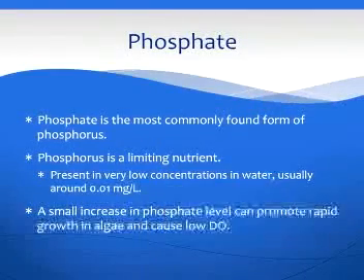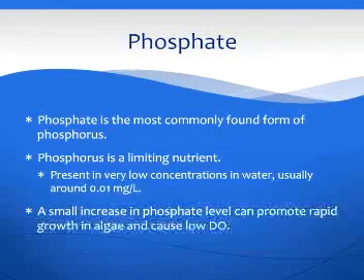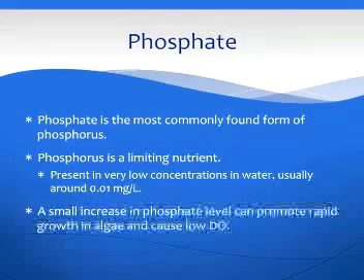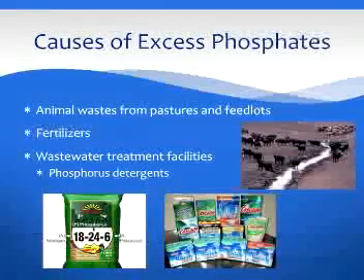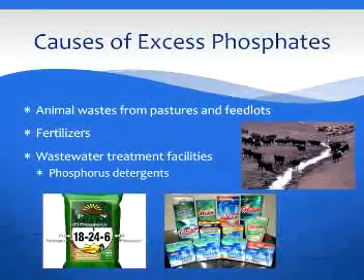Like nitrogen, phosphorus is an essential nutrient for plant and animal life. In most freshwater systems, phosphorus is a limiting nutrient. That is to say that it is so valuable, most of it is taken up right away by living organisms that need it for growth. Thus, even small increases in phosphorus can promote rapid growth in algae, which can result in low dissolved oxygen and the death of fish and macroinvertebrates. Phosphate can come from many of the same places that nitrates come from, mainly from fertilizers and from animal wastes, along with wastewater treatment facilities.